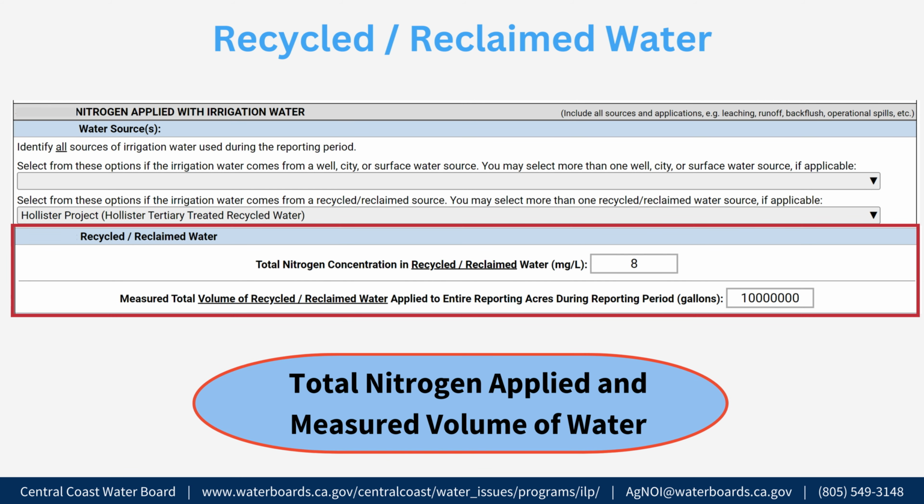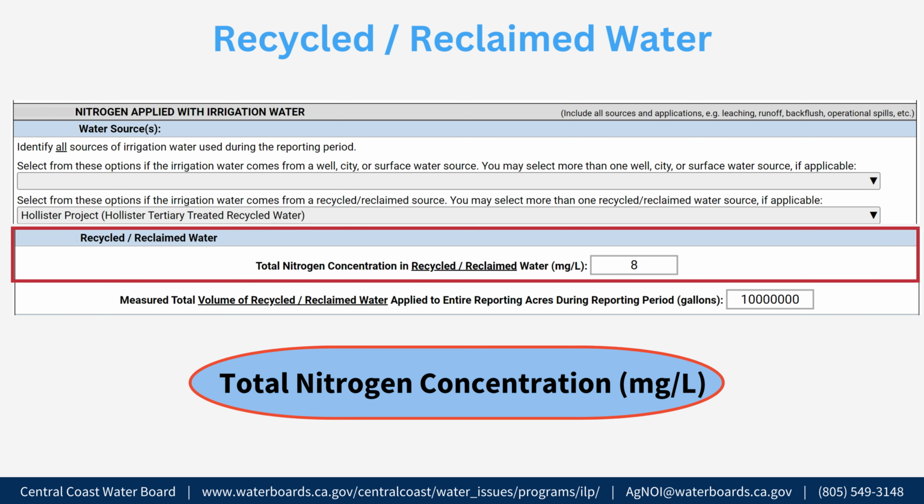Recycled and reclaimed water. If the ranch used water from a recycled or reclaimed source, report the total nitrogen applied and the measured volume of recycled or reclaimed water in this section. Enter the total nitrogen concentration of the recycled water in milligrams per liter.